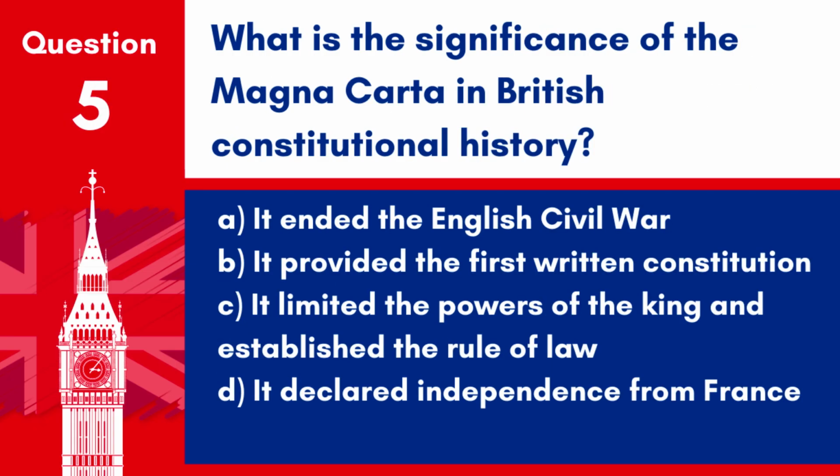Question 5. What is the significance of the Magna Carta in British constitutional history? A. It ended the English Civil War. B. It provided the first written constitution. C. It limited the powers of the king and established the rule of law. D. It declared independence from France. Answer: C. It limited the powers of the king and established the rule of law. The Magna Carta, signed in 1215, is a cornerstone of British constitutional law.